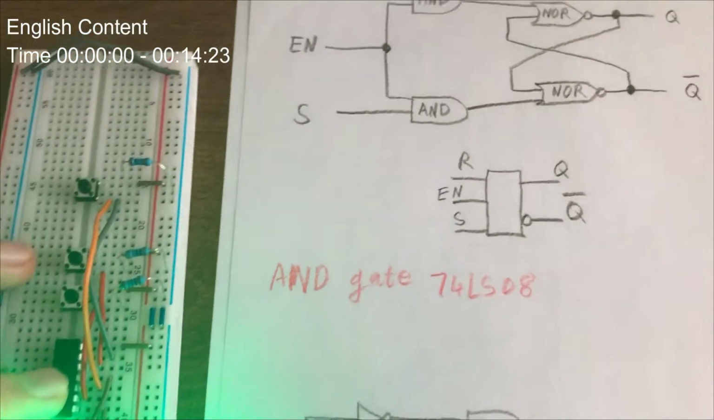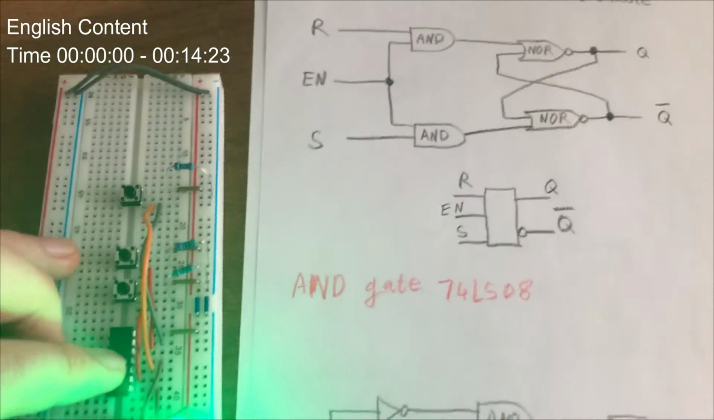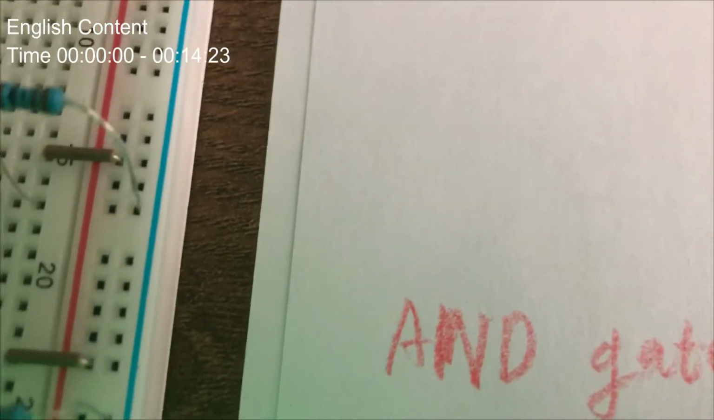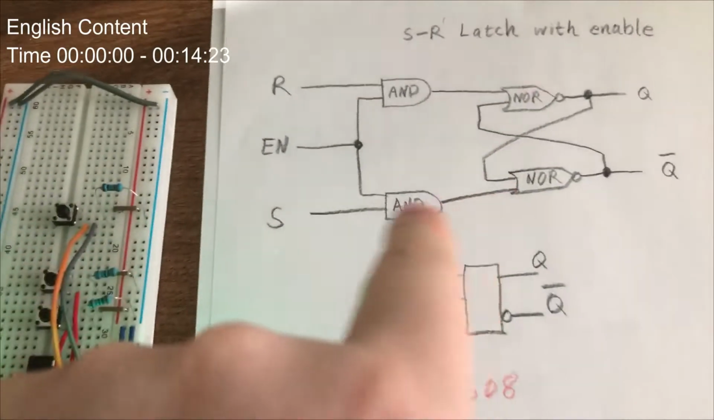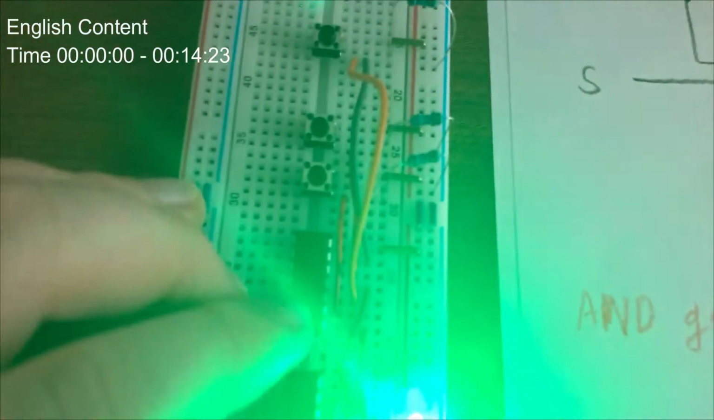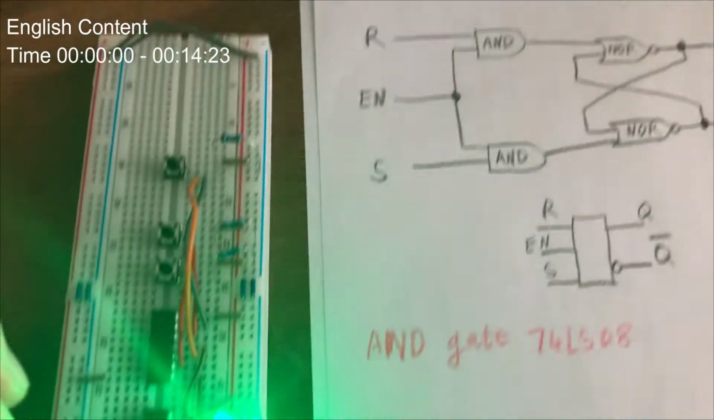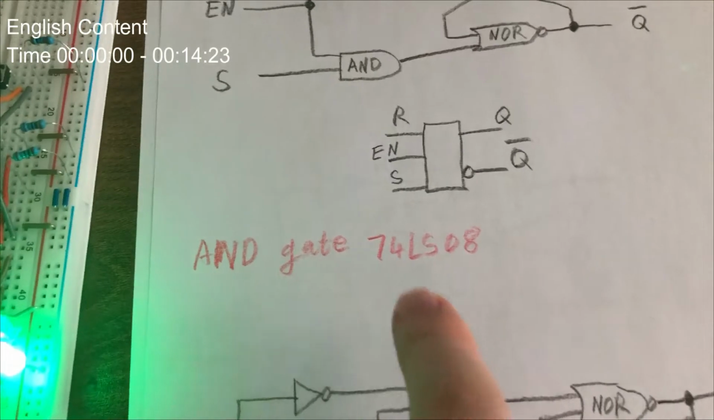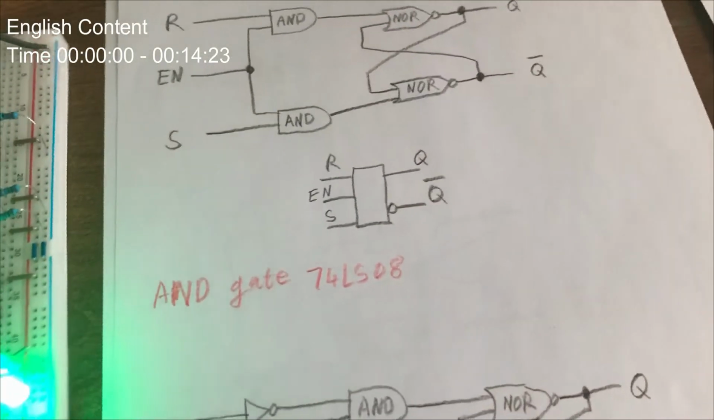Now, how is the circuit connected? Here is the AND gate 74LS08, and this is the 74LS02 NOR gates. The circuit is connected like this, and you can make these connections correctly by combining the datasheets of this chip and these NOR gate chips.